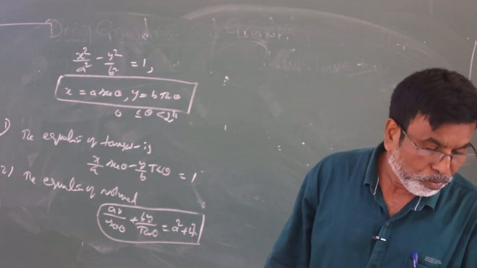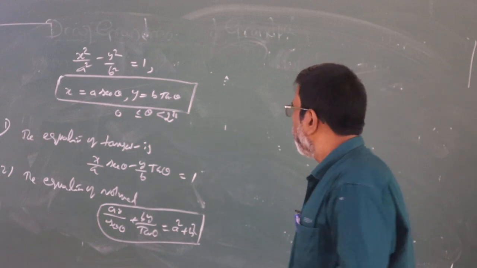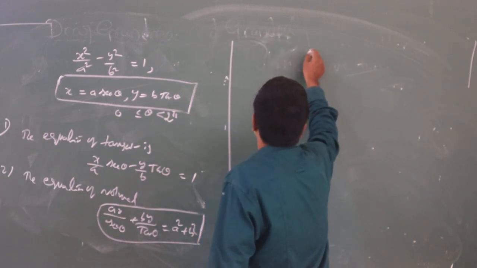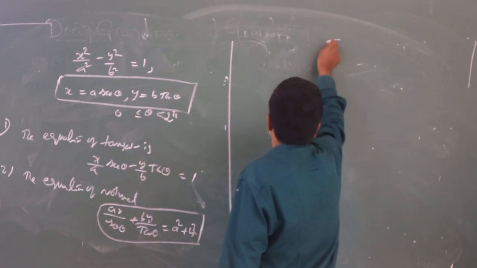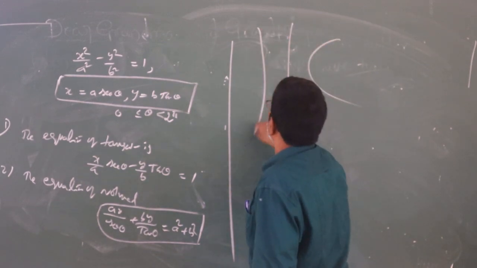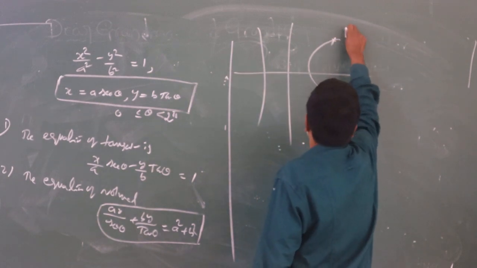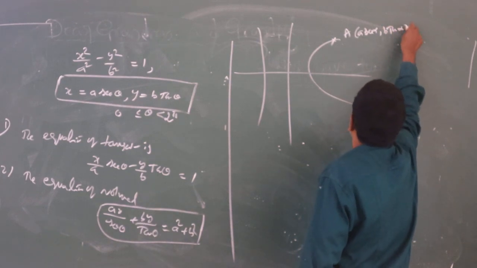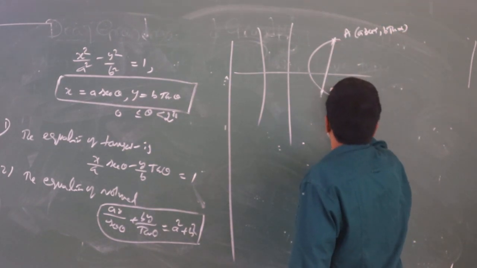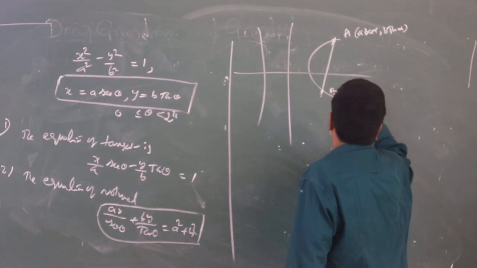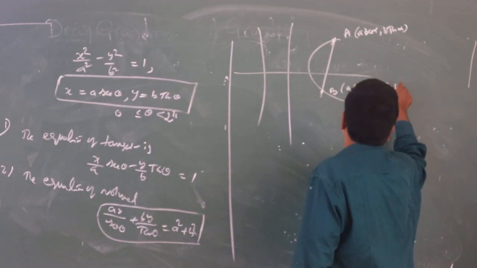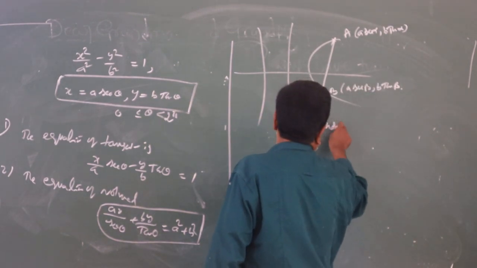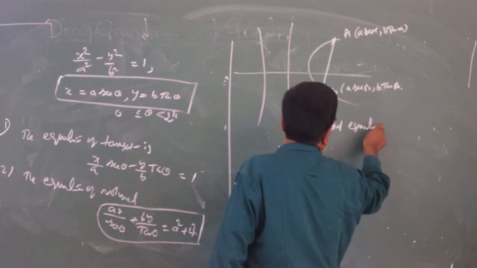That is the normal form. Now, one more concept. What is meant by parametric form? I know that this is the hyperbola. This point A is (a secant alpha, b tan alpha), and this one B is (a secant beta, b tan beta). Now, the AB chord equation, this is a very important formula.